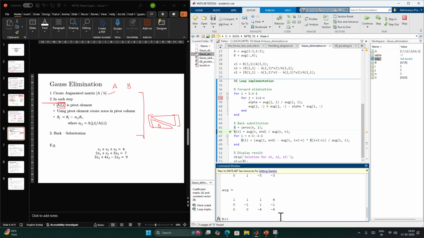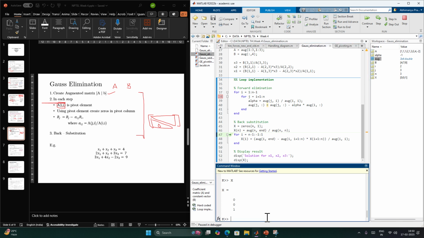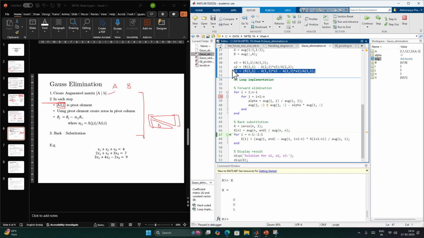So my x is 0, 0, 1 as of now. Now I will just run this part. So what I'm doing right now is I am running this loop from n minus 1, that is 3 minus 1, so from 2 to 1. So it will run two times, for x2 and x1, and I am doing augmented.